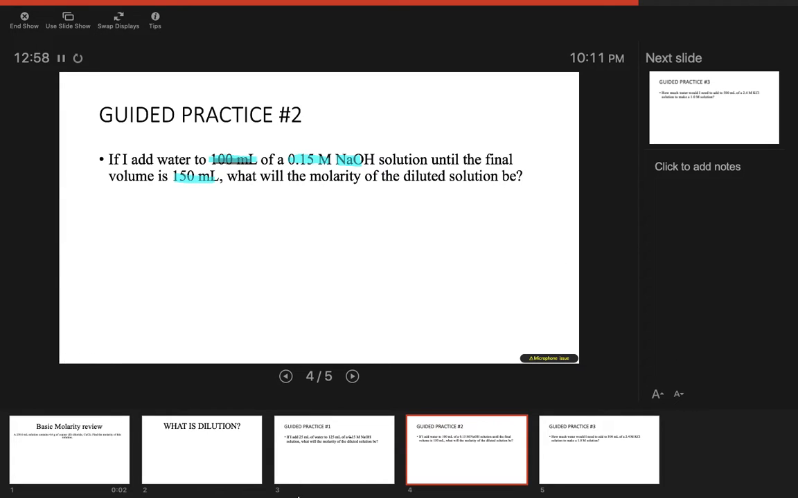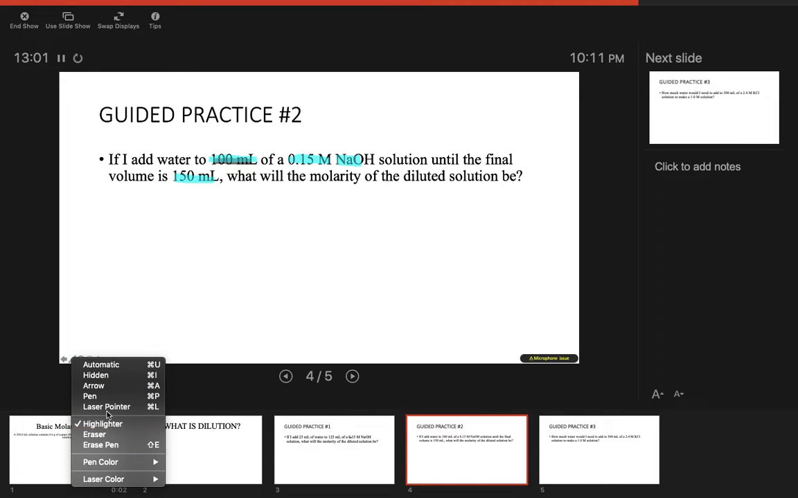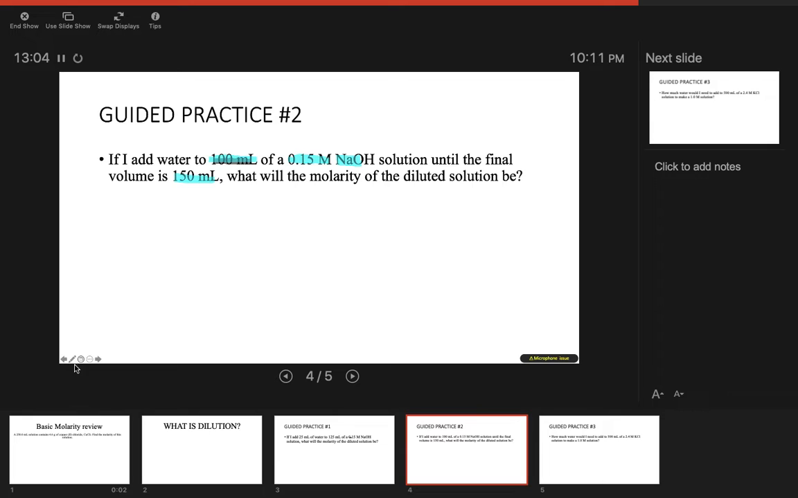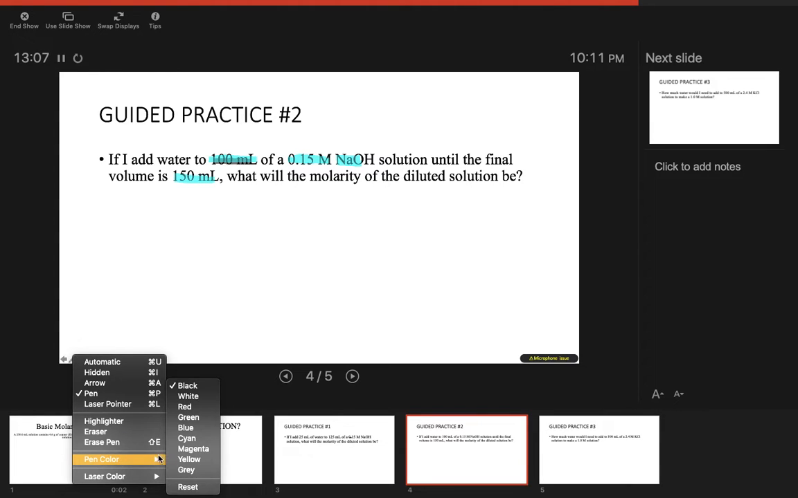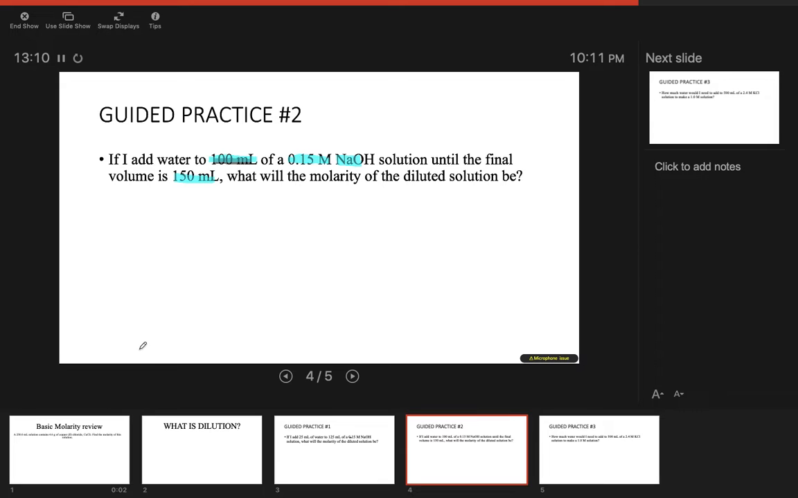Okay, let's see. Let me change the color to black. All right, so here I have this beaker with 100 milliliters of NaOH solution. That right there is my first volume. The molarity concentration is 0.15 molar.